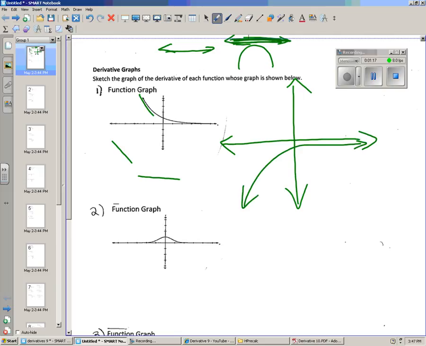Okay, for 2, let's see where the slope is 0. It looks like the slope is 0 at 0, when x is 0. And also, it looks pretty close to 0 when x is 2 and when x is negative 2. So we're going to put a dot at 0. And let's look at what's happening to the left.